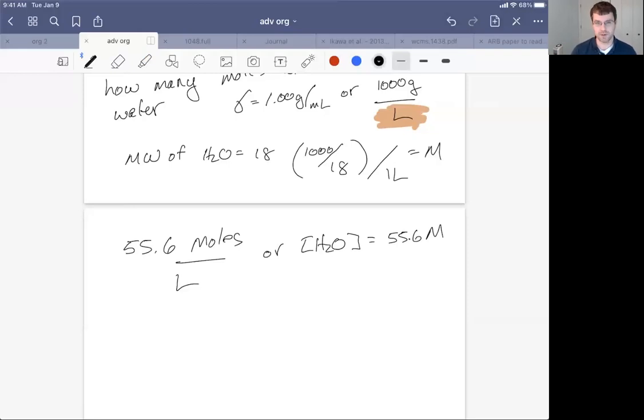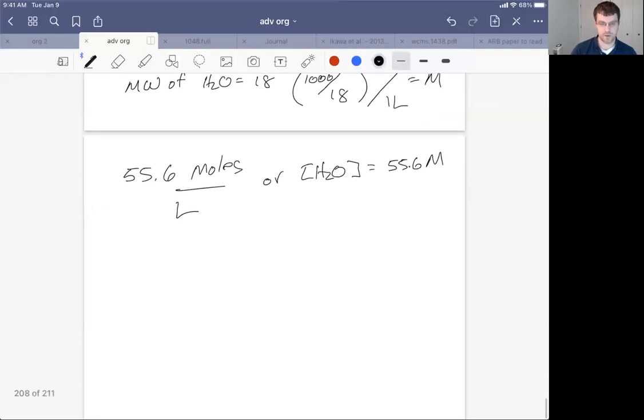Okay, 55.6 is pretty high. It turns out that many things are on the order of like 10 to 20. But that's water for you. So what we can do now to determine the Ka of water is take the Kw, which is equal to 1 times 10 to the minus 14, which is the pH and the pOH at neutral, 1 times 10 to the minus 7 times 1 times 10 to the minus 7, divided by the concentration of H2O.